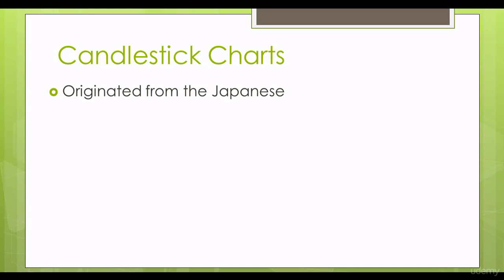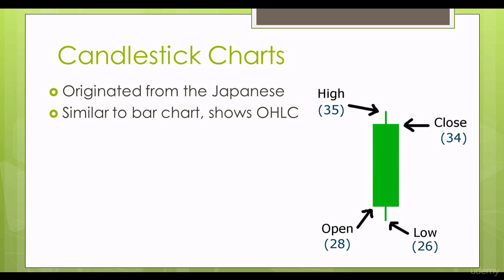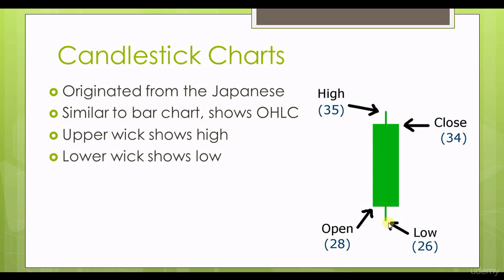Now moving on to candlestick charts. Candlestick charts originated from the Japanese and they were used for rice trading a long time ago. A candlestick chart is similar to a bar chart in the sense that it also shows the open, highest, lowest and closing prices. For a candle, these are called the wicks, and the upper wick of the candle will show the highest price and the lower wick of the candle will show the lowest price.